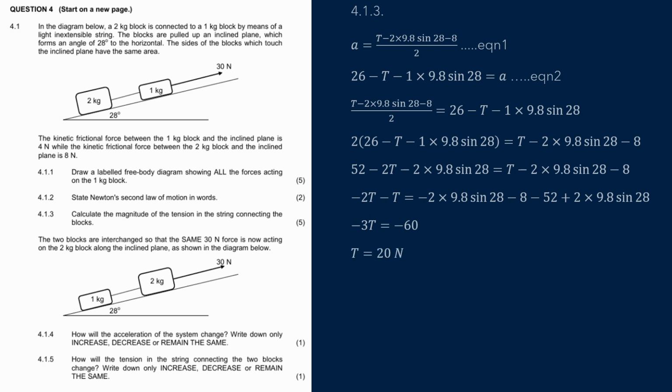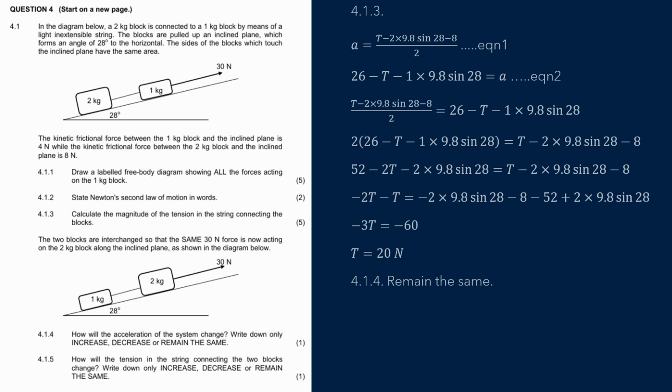I've calculated for tension. The two blocks are interchanged, so the same 30 newton force is acting on the 2 kilogram block along the inclined plane as shown in the diagram below. 4.1.4. How will the acceleration of the system change? Write down only increase, decrease, or remain the same. Because everything is still the same and the string is light and inextensible, it will remain the same.